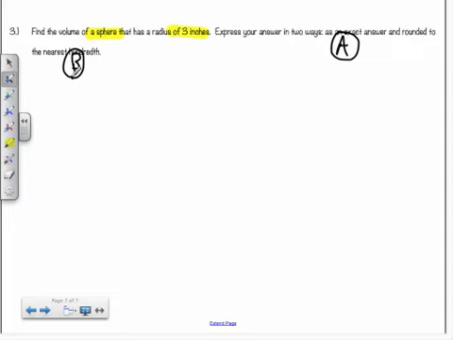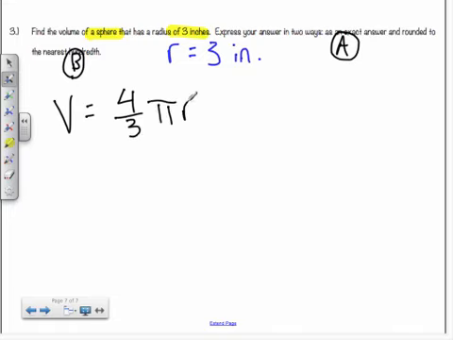I do not want you to pick your calculator up for this problem until we get to part B. So let's do part A, and the only information that I am given is that the radius is 3 inches. So go ahead and figure out what formula you're going to use. See if you're right. So I'm going to use volume equals 4/3 pi r cubed, and that means that I'm going to say 4/3 pi, and then I'm going to use 3 cubed.